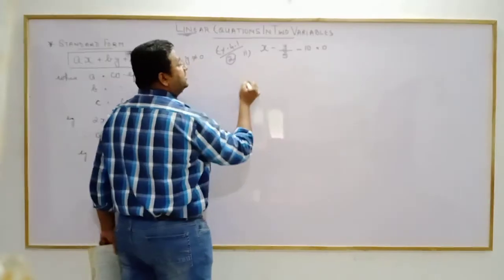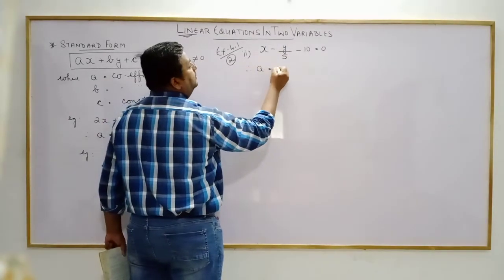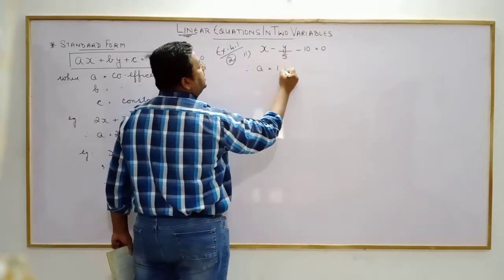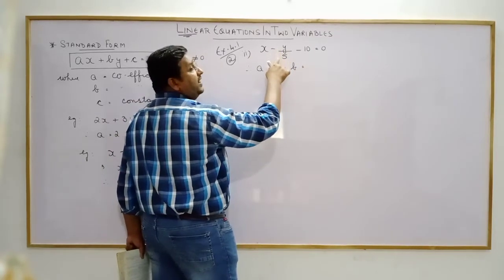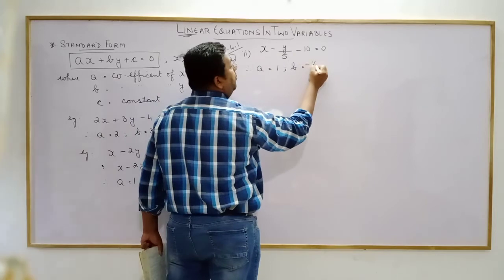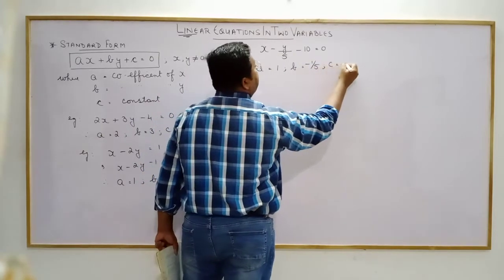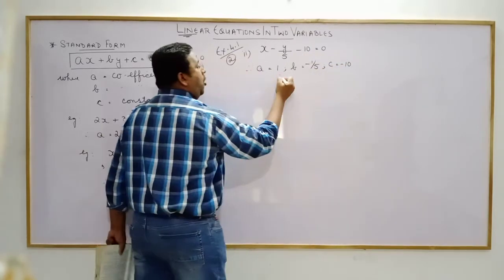If I write it in this form, how much is a? 1, that is the coefficient of x. How much is b? Minus 1 upon 5, 5 is in the denominator. And how much is c? Minus 10.